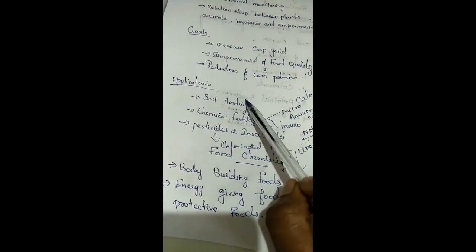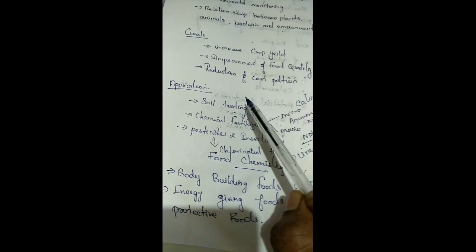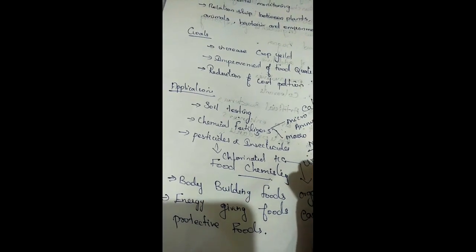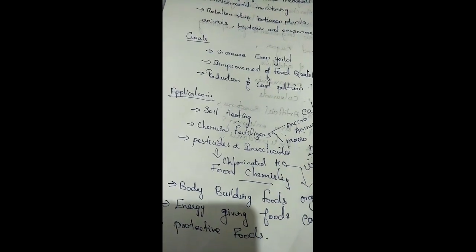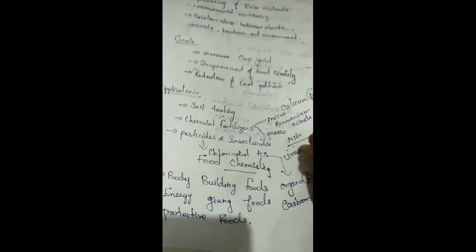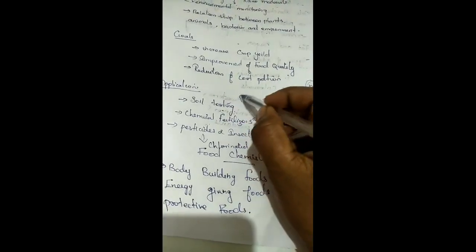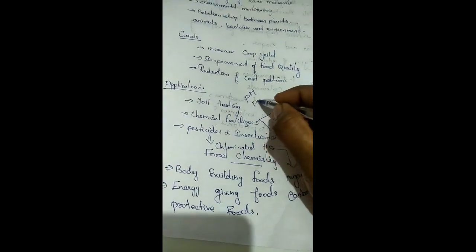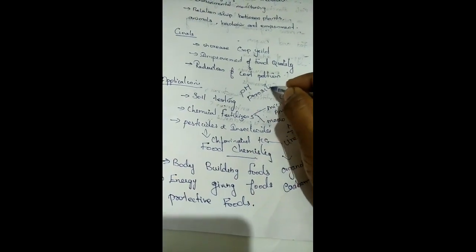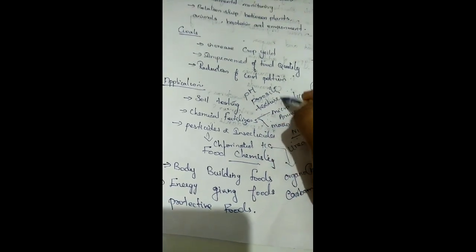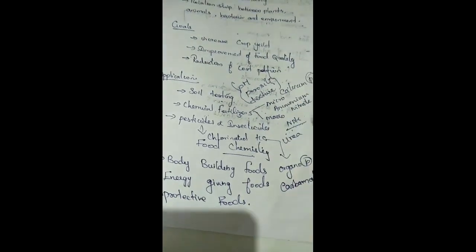So soil testing plays an important role. Soil testing means the determination of pH and also its texture and porosity. These three things are important for the growth of the crop. One is pH, next one is porosity, and the third one is texture. These three are very important for the soil.